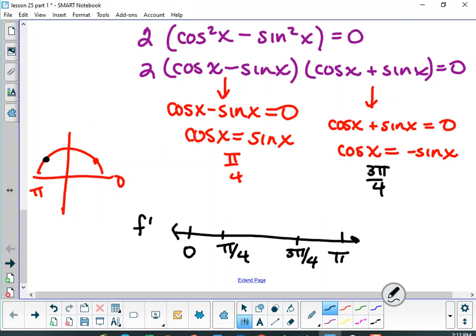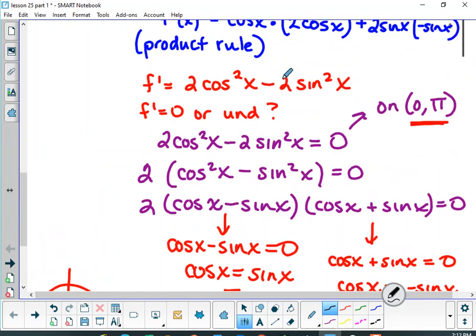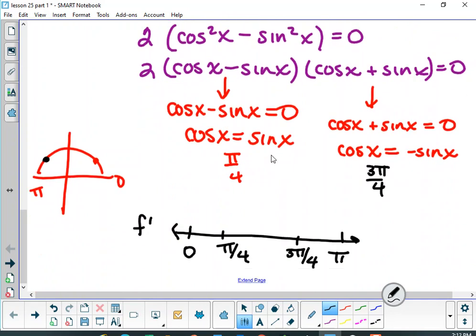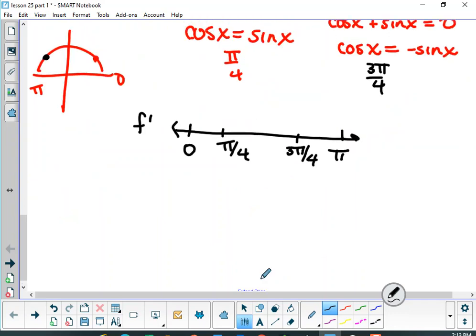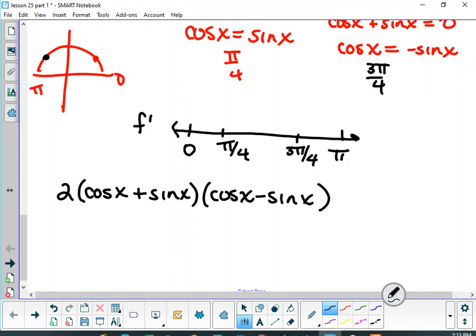Now notice that just because this was trig, I didn't do a different basic approach. I'm still doing the same idea. I'm finding my derivative, setting it equal to 0, finding the critical values, and building a number line. Within this number line, I'm going to analyze the sign of my derivative to determine where f prime is positive or negative, so that I can decide where f is either increasing or decreasing.